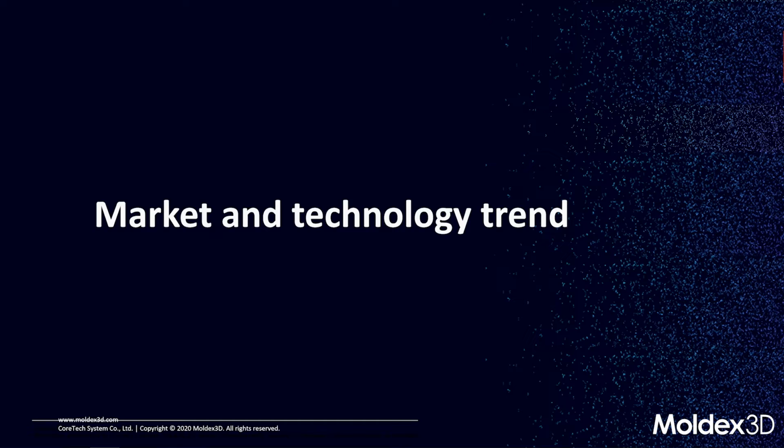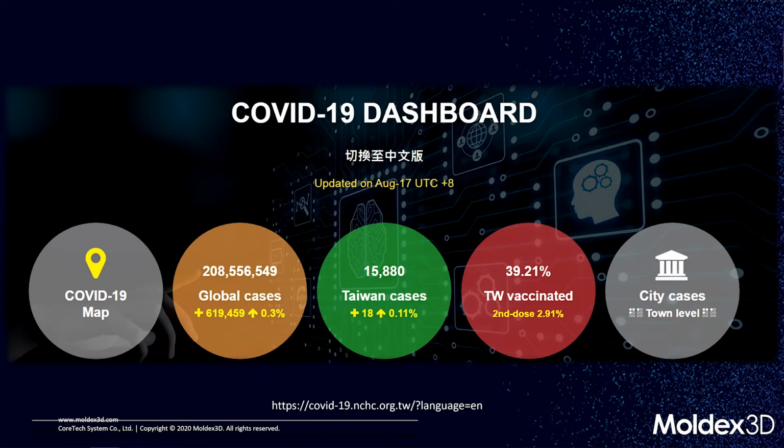First is about the market and the technology trend. I think in the past year, all of us have been surrounded by COVID-19 each day. But right now, the situation is getting better. More and more people get immune and can live well with the disease. However, it did indeed influence the economy and the industry for the following days of development.